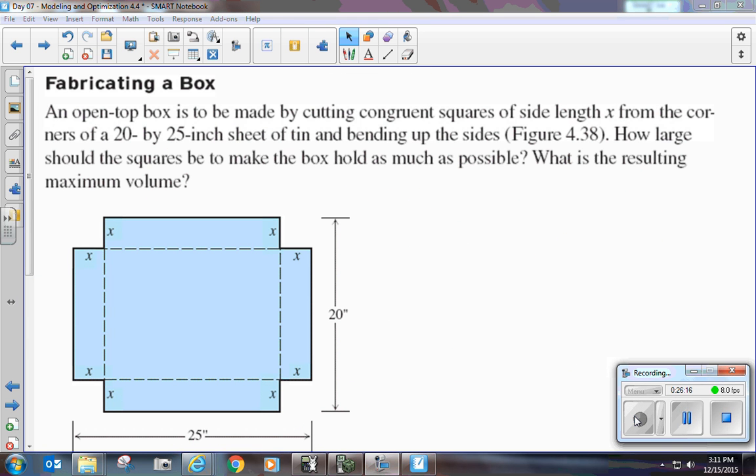Fabricating a box, last and certainly not least. An open top box is to be made by cutting congruent squares out of side length x in the corners of a 20 by 25 inch sheet. This is the square that you are cutting out. And from each corner, you are cutting out this square right here, okay? And you're going to bend up the sides. How large should the squares be to make the box hold as much as possible? What's the resulting maximum volume?